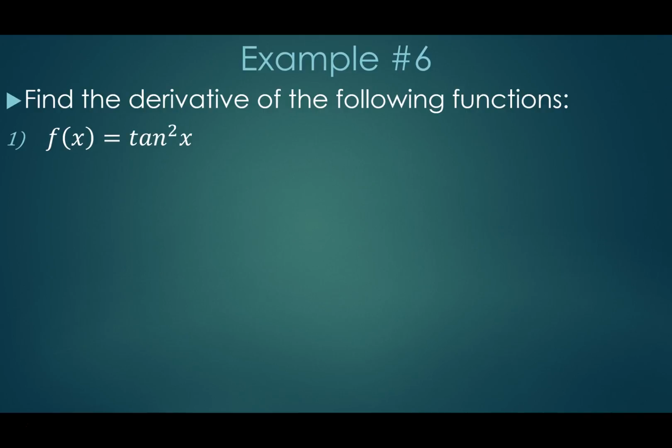Now this is also still technically a chain rule problem. We're doing tangent squared of x. So another way to look at this is not just simply tangent squared. I would write it like this: tangent of x, squared. Because the reason why I want to write it like this is because now I can see this as a power rule problem with our chain rule.